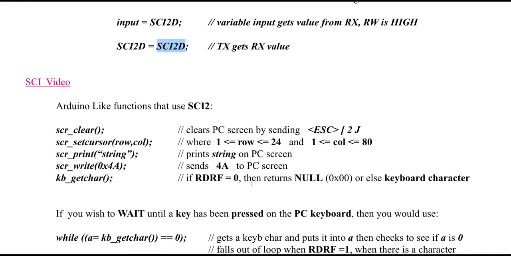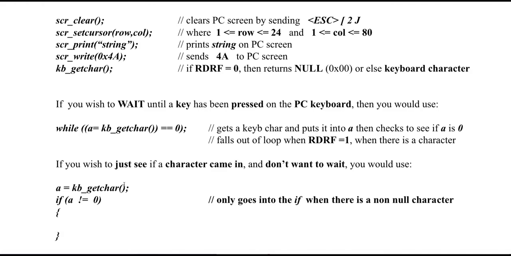Arduino-like functions that use the SCI2: SCR_clear, set cursor, print, SCR write, and KB getchar. In your project, you're going to have to do a lot of SCR printing and SCR set cursors to set stuff up. When you get to the last part of the project, you're going to have to get a character from the keyboard and see if it's a 1, 2, or 3 to reset those particular counters.